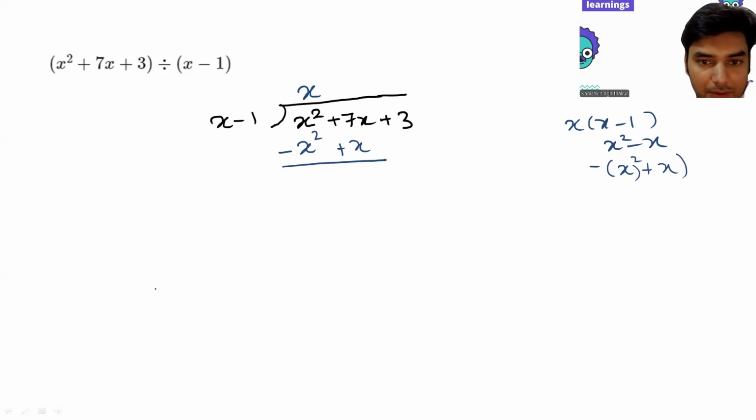Okay, so what will happen? Minus x square and plus x square cancel. This will give me 0. 7x plus x will give me 8x, right? And then this 3 will drop down, so 8x plus 3.